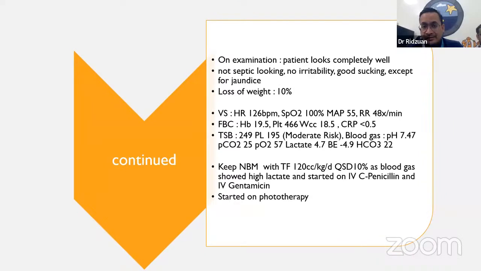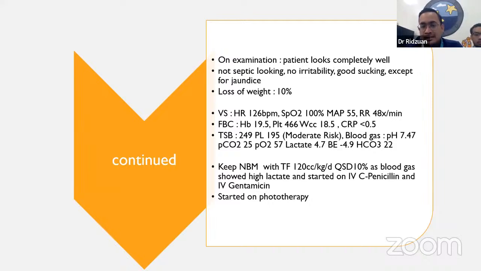Upon our first examination, the patient looks completely well. There is no septic look, no irritability. The sucking was good, except for the jaundice. There is weight loss of 10%, and vital signs were unremarkably normal. The blood counts also show no signs of infection, except that the bilirubin is slightly high.